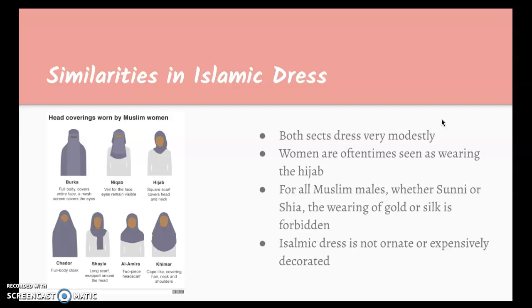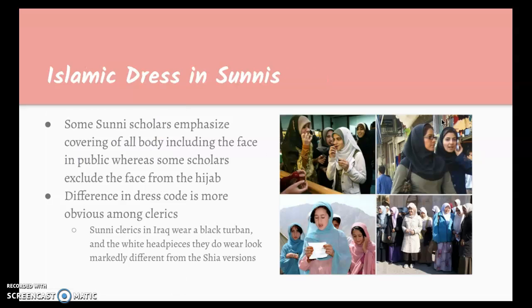So on the left, you can see the different types of head coverings worn by Muslim women. So just keep this in mind while we go through the rest of the slides.